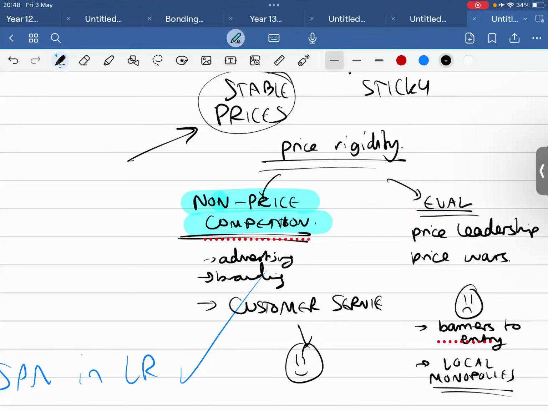firms can compete on price in various instances, and you could think of others, but I just said if they have a local monopoly, it can compete on price. For example, in the case of a local monopoly.